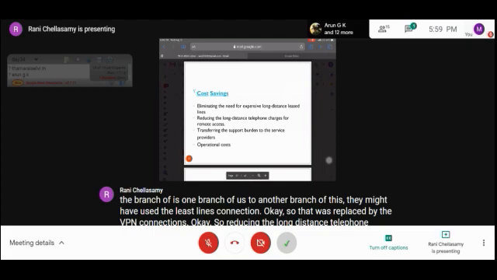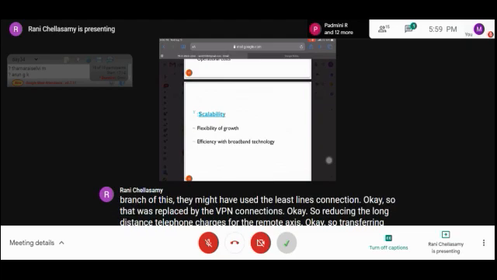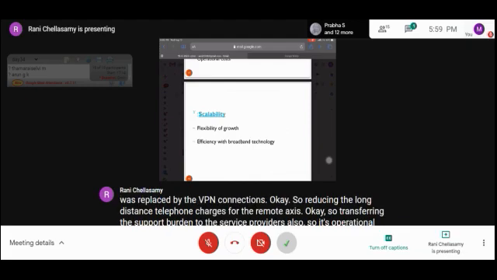So operational cost is lower. On scalability, you can add so many remote users. That flexibility of growth and efficiency should be maintained with broadband technology.